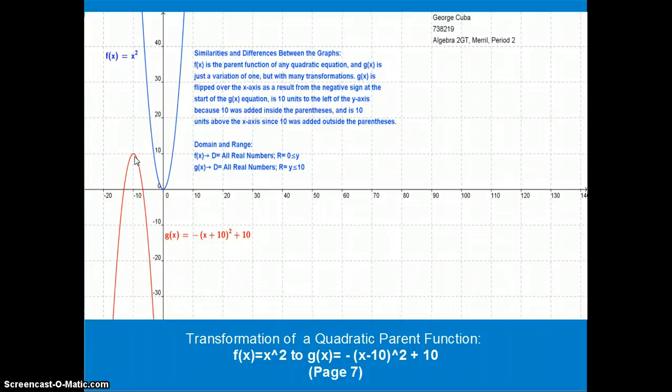So we know from our neutral parabola that the domain is all real numbers and the range is greater than 0. Now for this one, since it's negative, the range has to be less than whatever the origin is. The domain is all real numbers, but the range is less than 10, because (0, 10) is the origin.